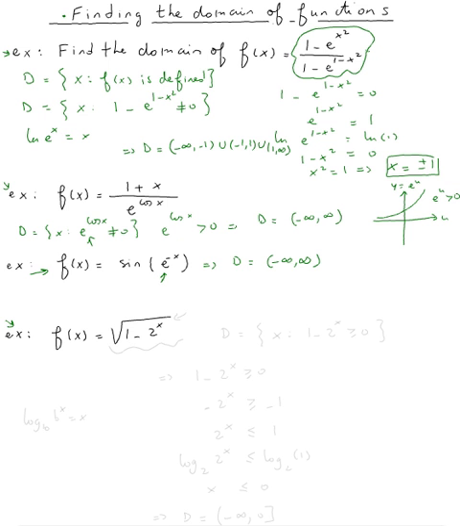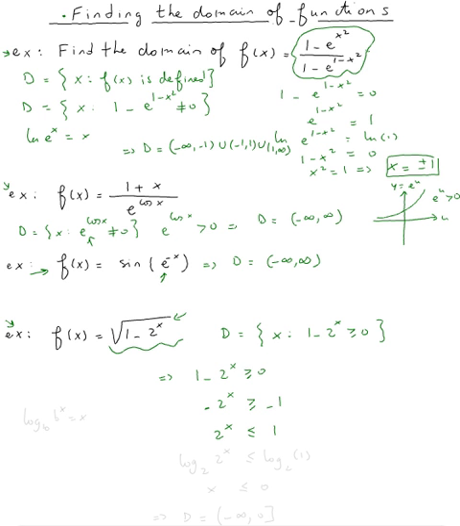Now here, since we have a radical, the domain will be all the x's such that 1 minus 2 to the x is bigger than or equal to 0. For this f of x to be defined, we need whatever is under the radical to be bigger than or equal to 0. What does that mean? Let me rewrite it. 1 minus 2 to the x is bigger than or equal to 0. That means minus 2 to the x is bigger than or equal to negative 1. Divide by negative 1 and switch the symbol.